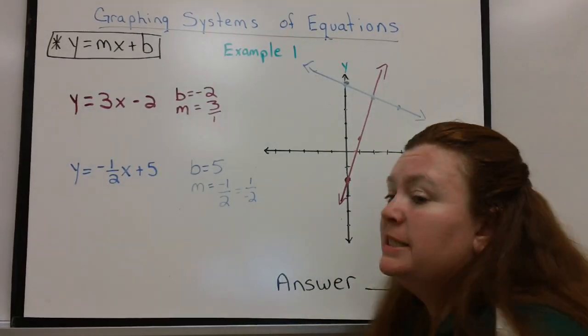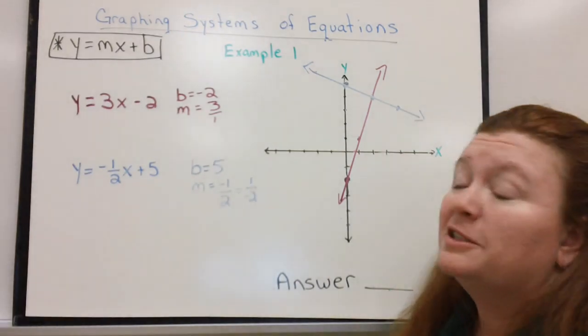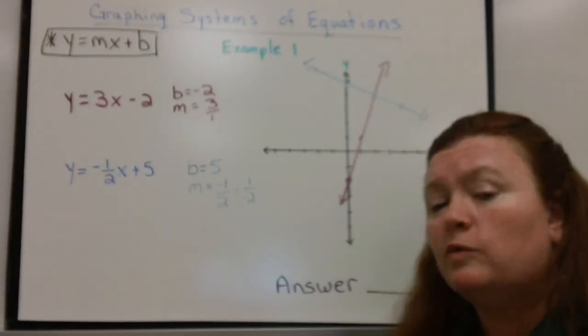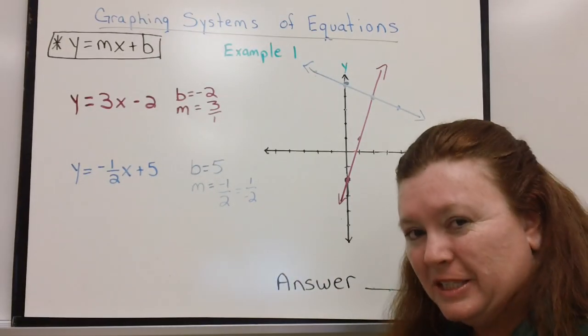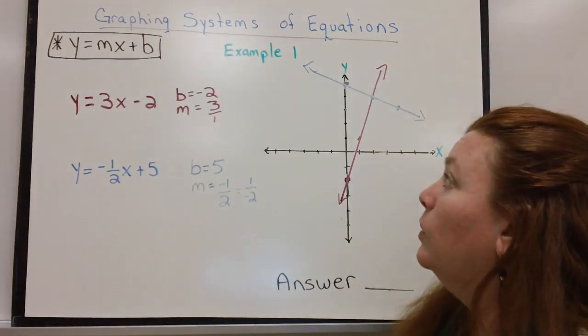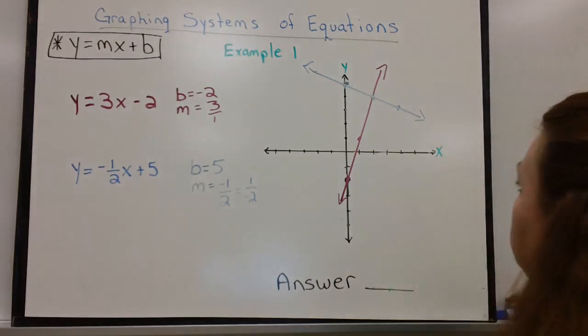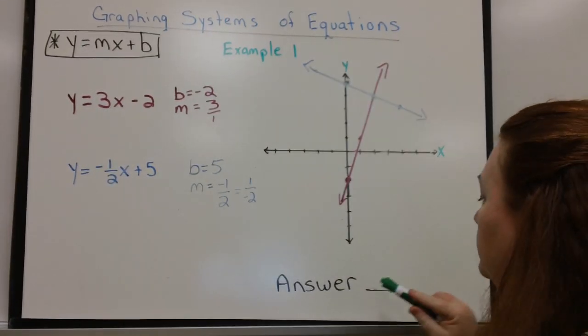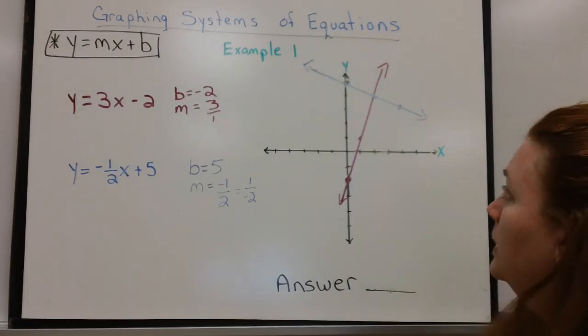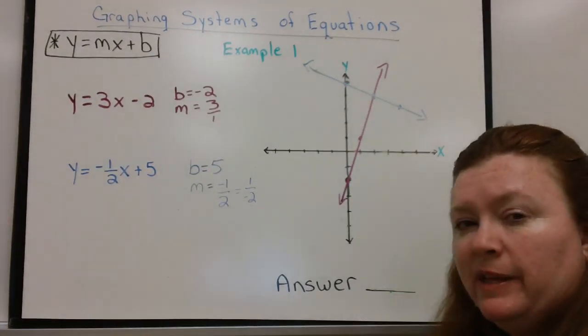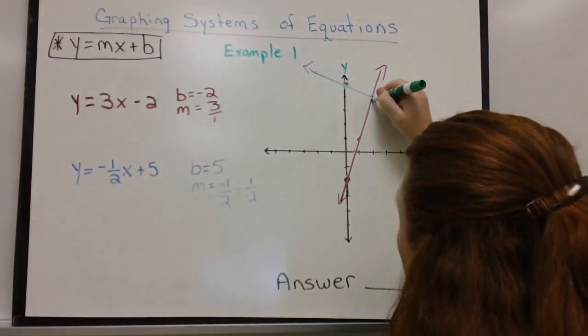Now, the question is, am I done? And the answer is no. Remember the directions were to solve the system of equations by graphing. Well, I graphed, but I haven't solved yet. I don't have my answer. My answer, I'll use green, is what I'm going to put right here. The answer is that point of intersection, where they cross.